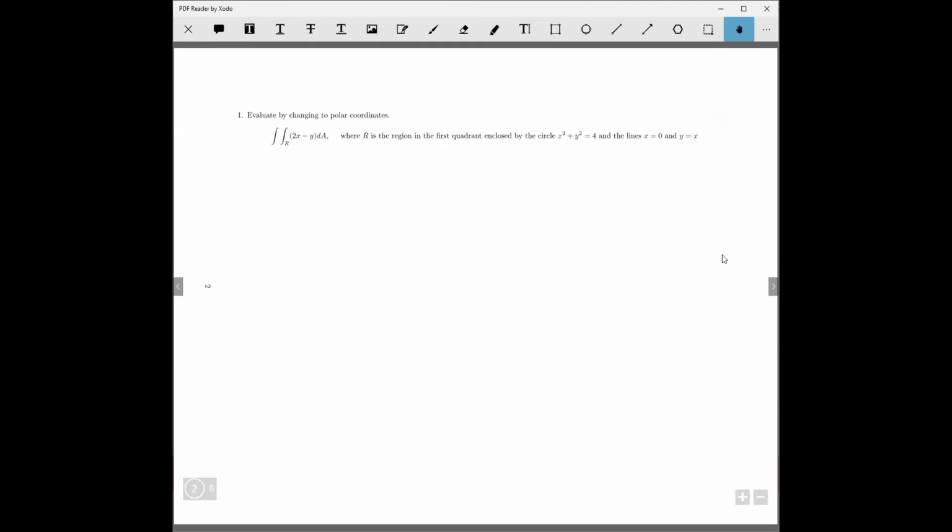So let's look at the first one. Evaluate by changing to polar coordinates the integral of 2x minus y dA, where R is the region in the first quadrant enclosed by the circle and the lines x equals 0 and y equals x.